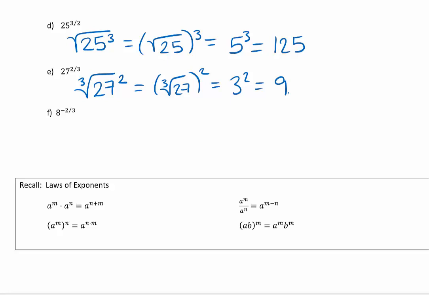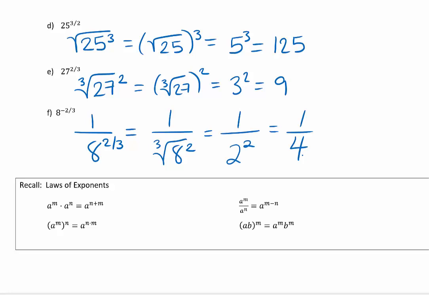This one also has a negative exponent, 8 to the negative 2/3. So I'm going to write it with a positive exponent first, 1 over 8 to the 2/3. That 2/3 power becomes the cube root of 8 squared. The cube root of 8 is 2, and 2 squared is 4. So 1/4 is my answer.